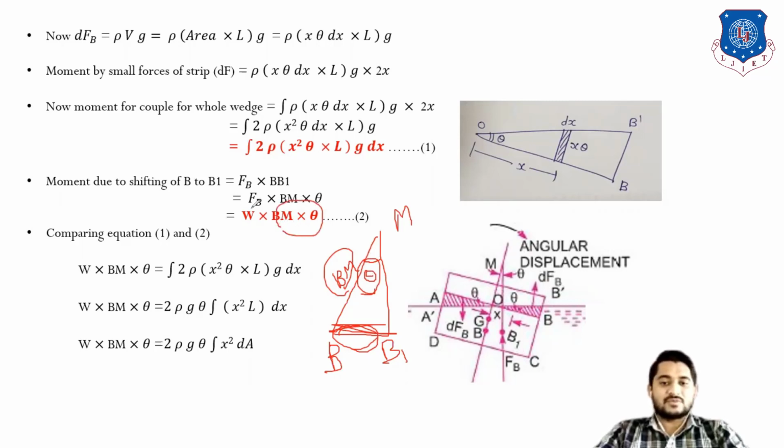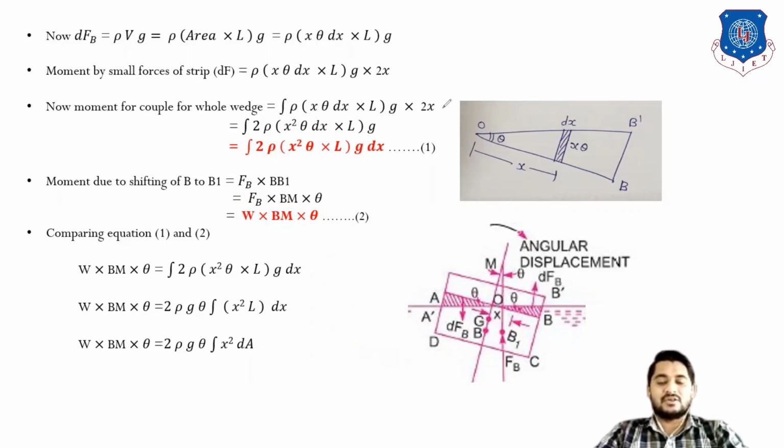According to Archimedes' principle, the buoyancy force is equal to the weight of the body. So W into BM into theta. This is our equation number 2. Let us compare equations 1 and 2. So W into BM theta is equal to the integration of 2 rho x square theta L g dx. On both sides, let us rearrange the equation.